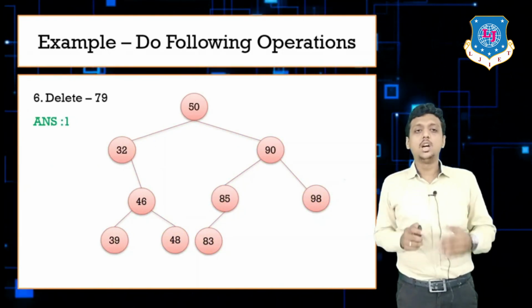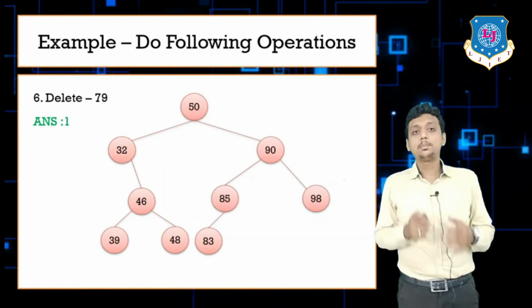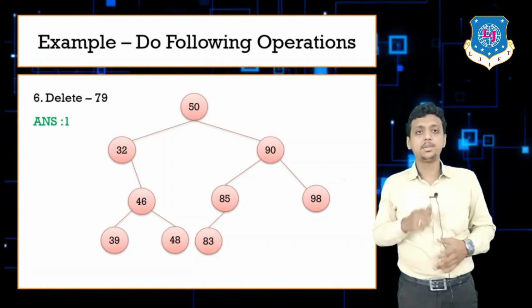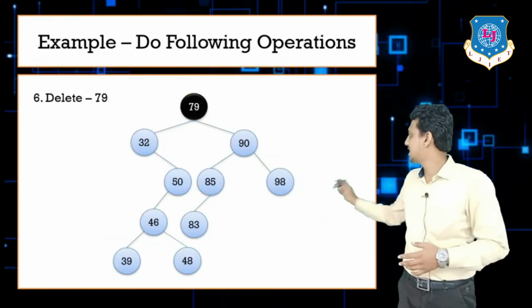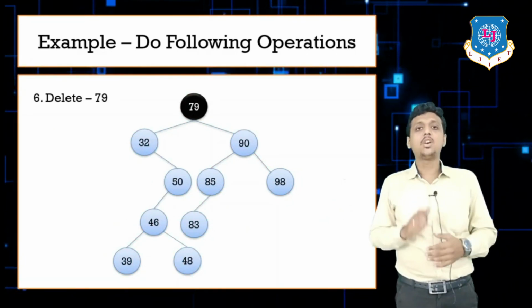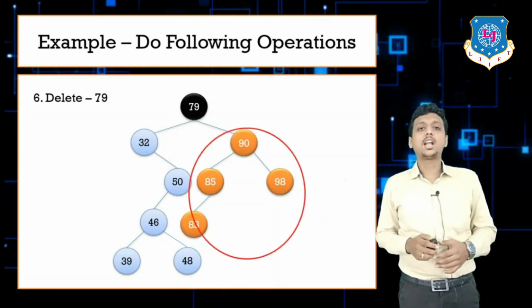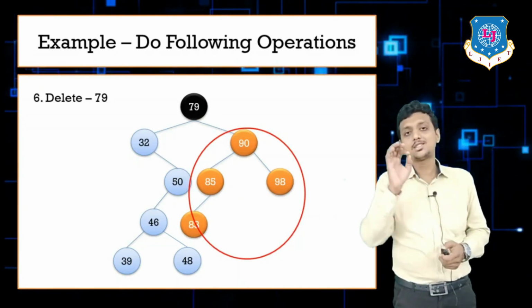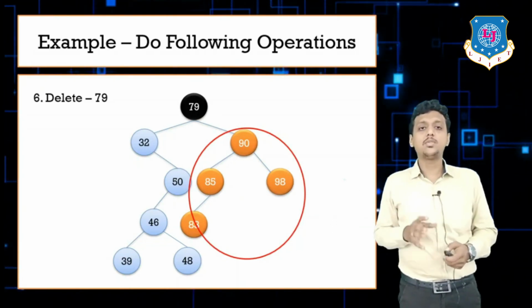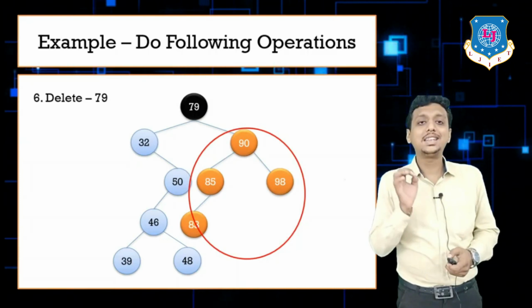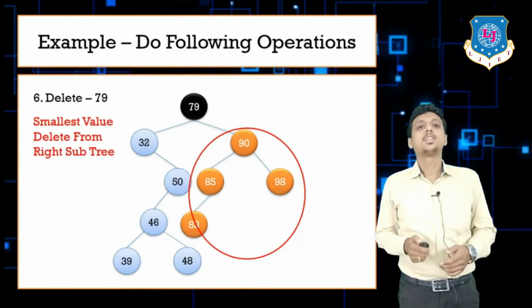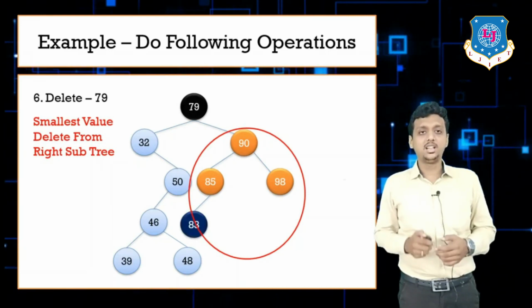Now the next we have, suppose I want to take the value from the right subtree, then what happens? See, there is the 79 situation. If I want to take the value from the right subtree, this is my right subtree, where I need to select the smallest value. The smallest value is 83. So I'm highlighting 83 from here.